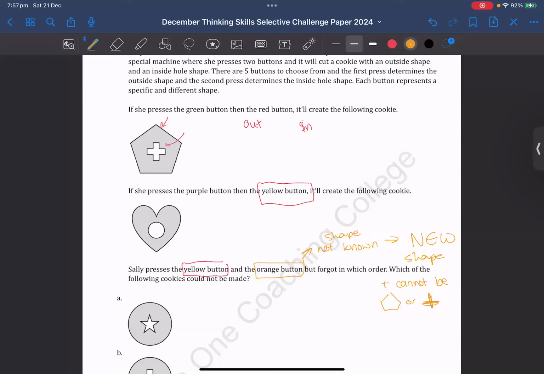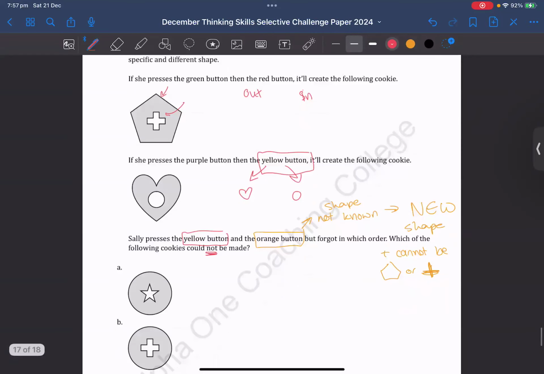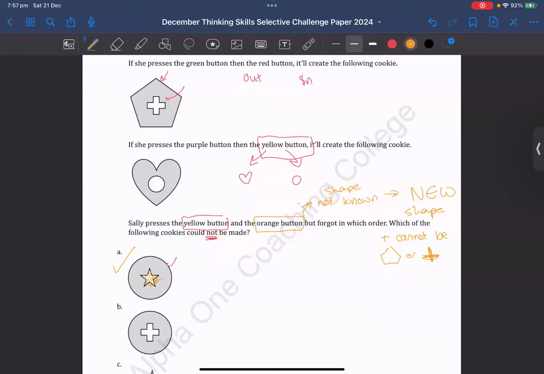Okay, so moving on, A says that it has to be a star and a circle. Oh, and sorry, just going back to the question, it says which one could not be made. So I see the circle. The yellow can either be a heart shape or a circle shape. It could be on the inside or the outside, we don't know. So going through that, I see the circle. That's the yellow shape, and this star could be that orange shape. So this one makes sense, which is why it cannot be the answer.